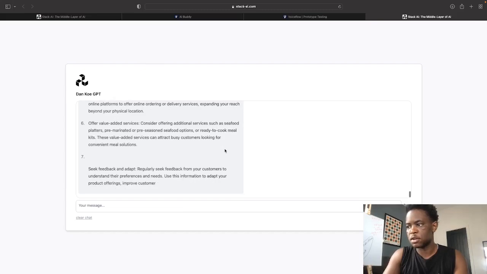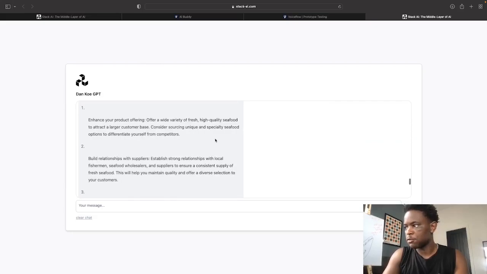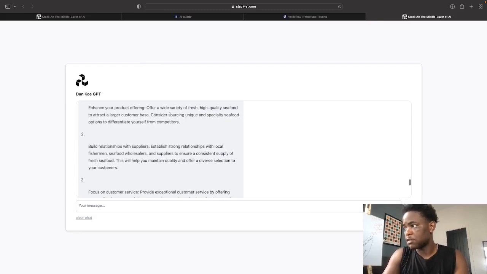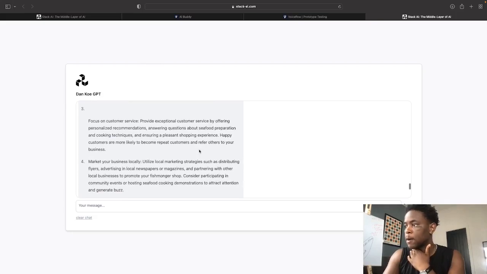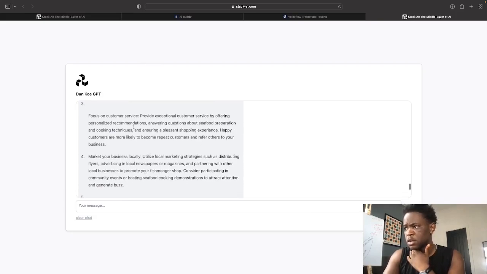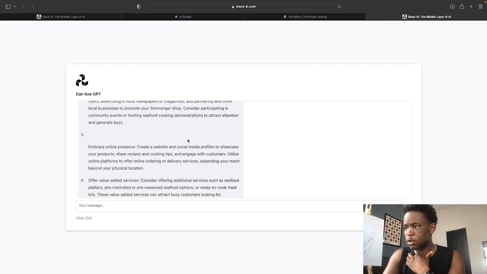Okay, this is actually pretty damn good advice. So first of all, enhance your product offering of a wide variety of fresh, high quality seafood. Consider sourcing unique and specialty options to separate yourself from competitors. Establish strong relationships with fishermen, wholesalers, and suppliers, and provide exceptional customer service, answer questions about food preparation, cooking techniques, happy shopping experience, all these different things. Market your business locally, using distribution flyers, local newspapers, magazines, you know, local events, all those kinds of things.